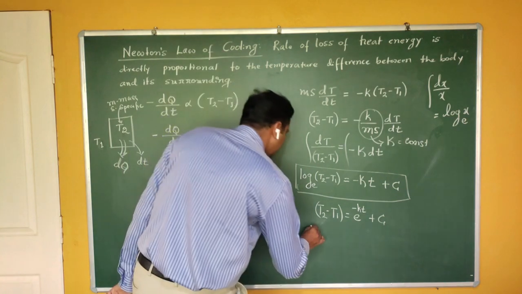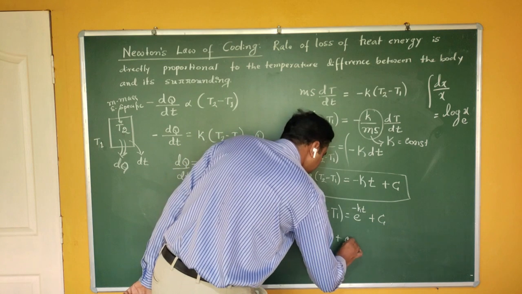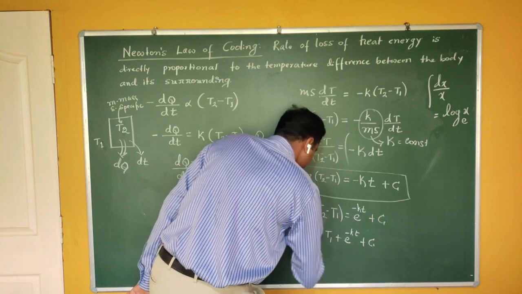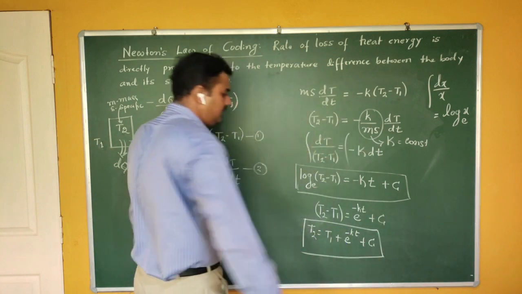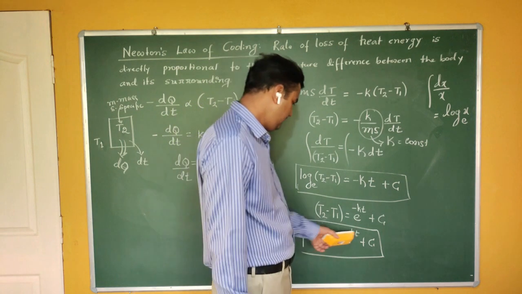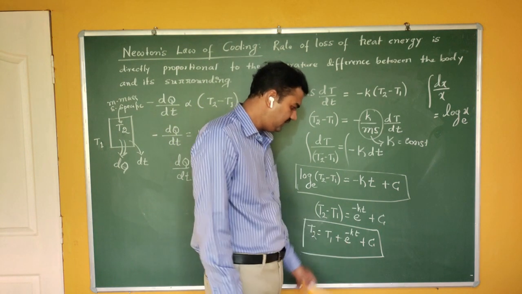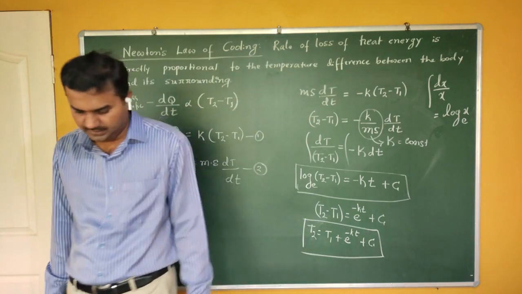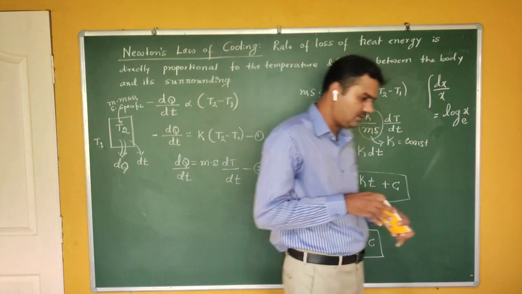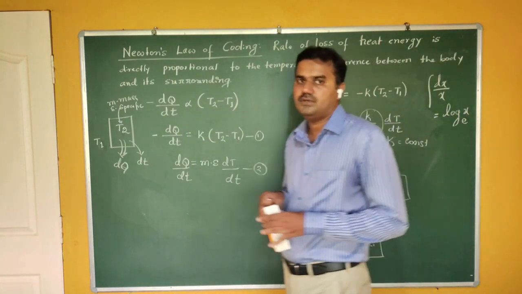Therefore I can finally write, what is T2? T2 can be written as T1 plus e raised to minus Kt plus c. So the fall of temperature, the change of temperature, is a systematic phenomenon. At what time, what may be the temperature of the body, is given by T2 equal to T1 plus e raised to minus Kt plus c. By understanding Newton's law of cooling, we can give the temperature of a hot body at any instant of time.